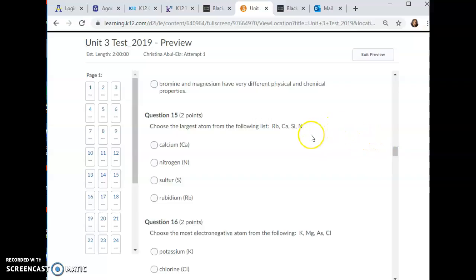Question 15. Choose the largest atom from the following list: rubidium, calcium, silicon, and nitrogen. Calcium, nitrogen, sulfur, or rubidium? It looks like there is silicon listed here and sulfur listed here. That difference is not going to change your answer. So sulfur or silicon are not the largest atom. So choose from the remaining three. Choose the largest atom from the following list. We'll choose from calcium, nitrogen, or rubidium, not sulfur.